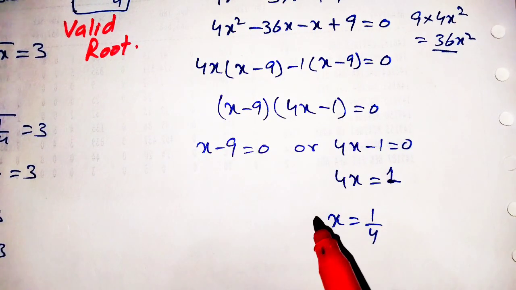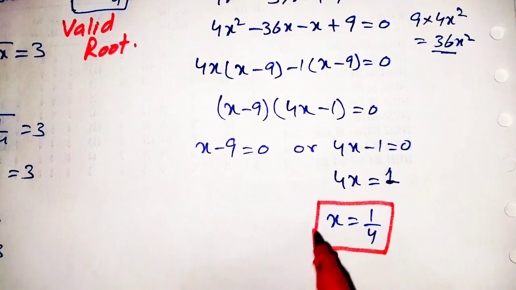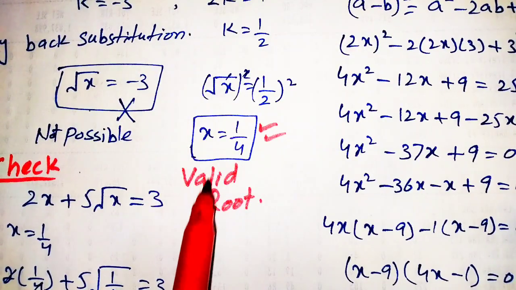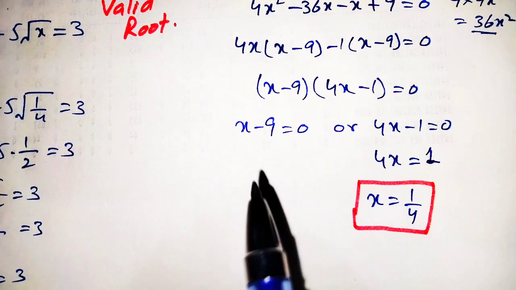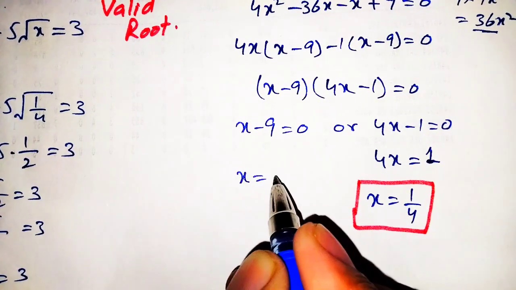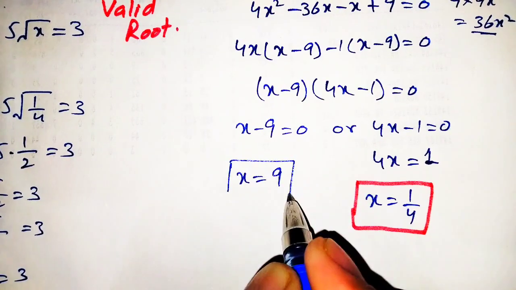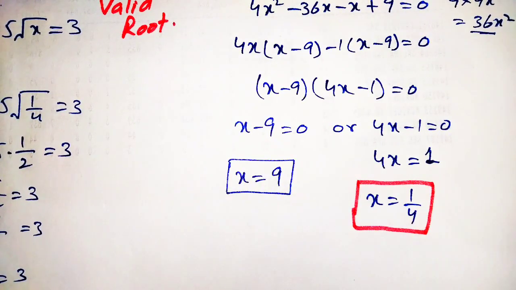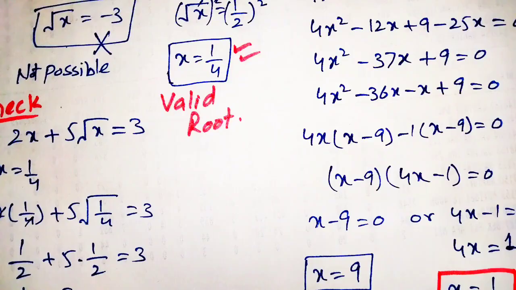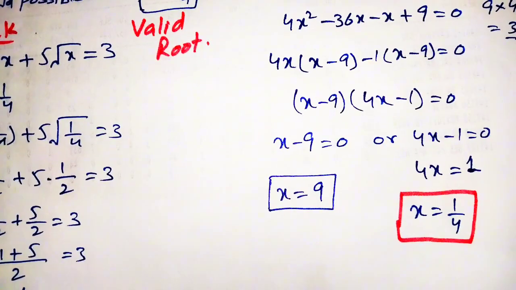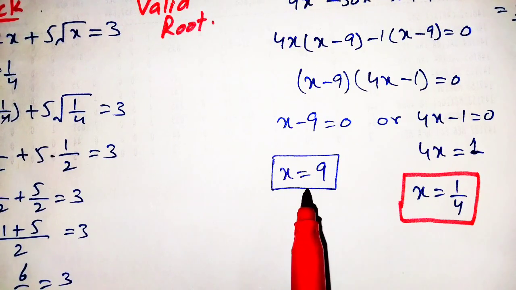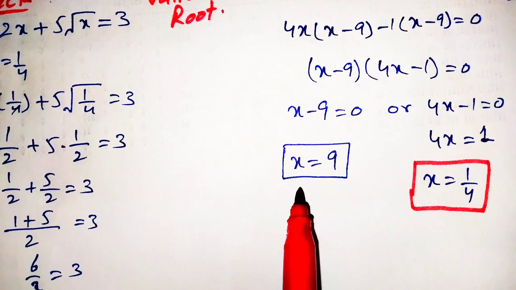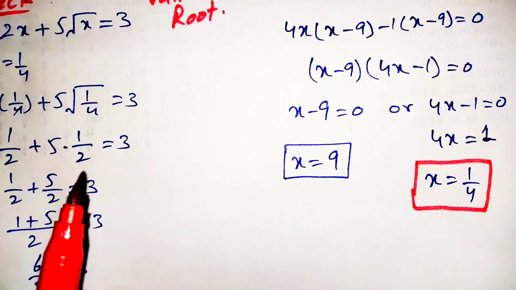As in the first method we verified that x is equal to 1 over 4 is a verified valid root of the given equation. Now from this we conclude that x is equal to 9, and as in method number 1 we found only one valid root, which is x is equal to 1 over 4. So as we already got x is equal to 1 over 4, x is equal to 9 must not verify the given equation, and it will not be a valid root.